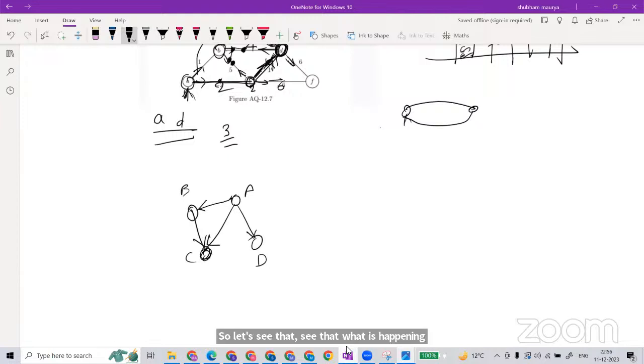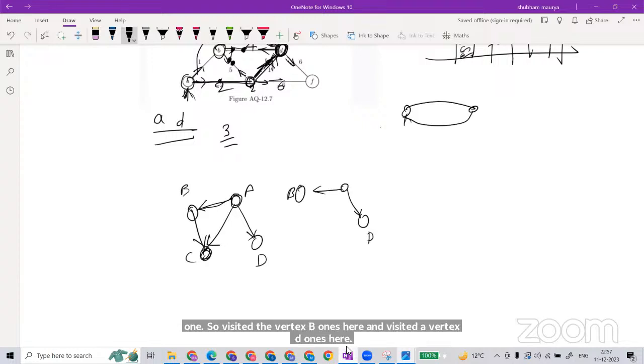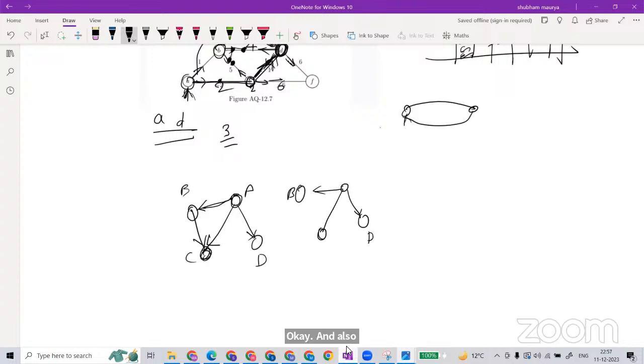So we have vertex C. Now I started the BFS from A. So BFS from A means this. I visited the vertex B once here and visited the vertex D once here. And also visited the vertex C once here. Now B is here, C is here, D is here. These are at the same level, 1, 1, 1.